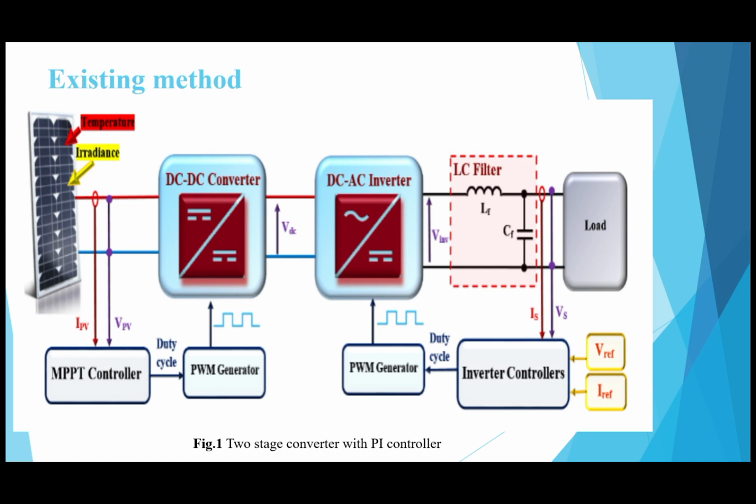MPPT controller, which is known as maximum power point tracking. The maximum power is tracked from the solar panel and is given to PWM generator to produce pulses, and this was given to DC converter for triggering. Here inverter control input current and input voltage were given to the inverter controllers to generate pulses from the PWM generator and given to DC to AC inverter.